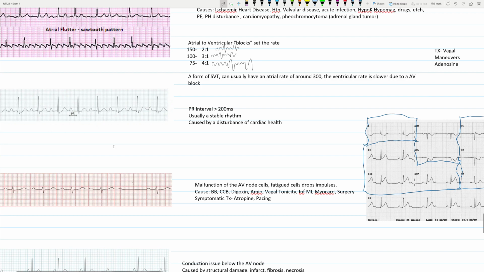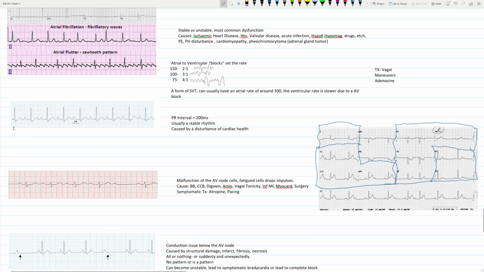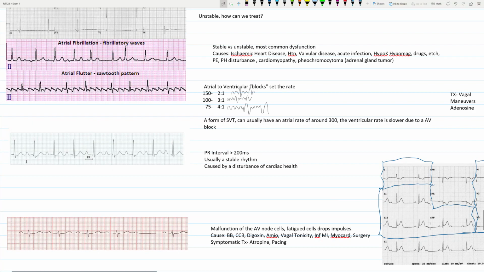Next up, what do we got going on over here? So let's take a look here. We can see we have something highlighted here. So we have P, QRST, P, QRST, P, QRST. But we can highlight here that we have an increase in the PR interval.